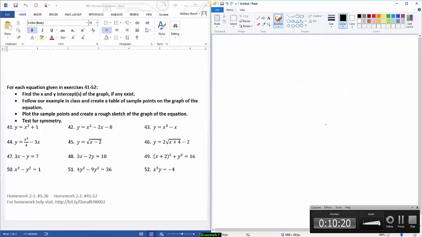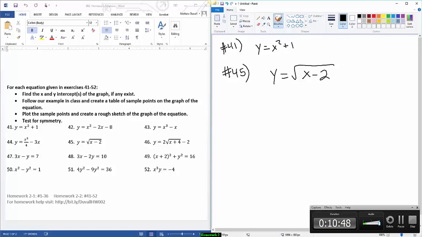So now let's look at some of these. Number 41. We have the graph y equals x squared plus 1. It says find the x and y intercept of the graph if any exist. So this is identical to what we did in the lesson. So to find the x and y intercept, well, you know what? Let's do number 45. I think that one might be even more fun. So we have y equals the square root of x minus 2.